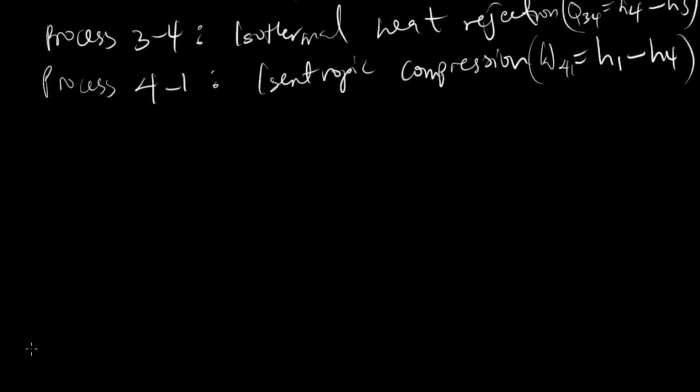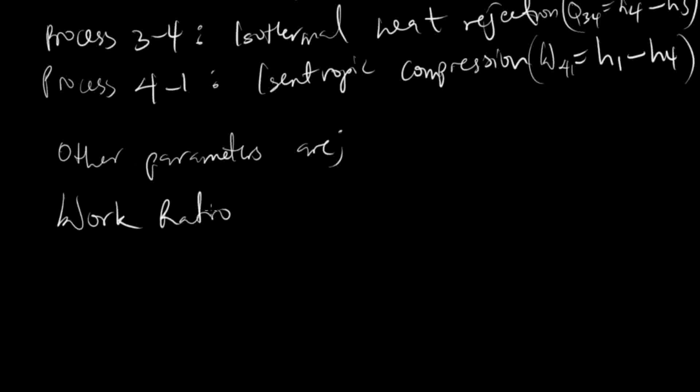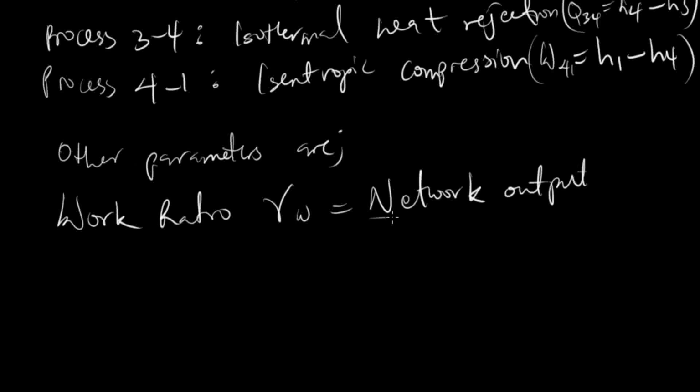So other parameters are work ratio, which is given by RW, that's net work output all over gross work, which is the turbine work, gross work.